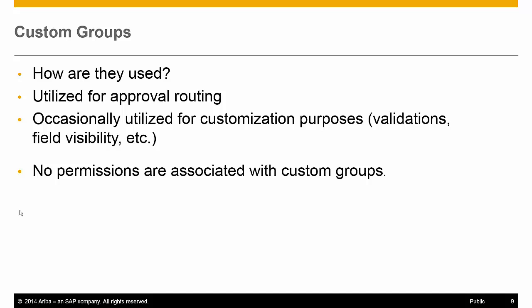But a key caveat for custom groups, on their own, they have no permissions associated with them. They are simply a group with members. If you would like to add permissions to a custom group, you must tie them to one or more out-of-the-box groups. So that mapping must be made in order to get those permissions. And a custom group can be tied to one or multiple out-of-the-box groups.